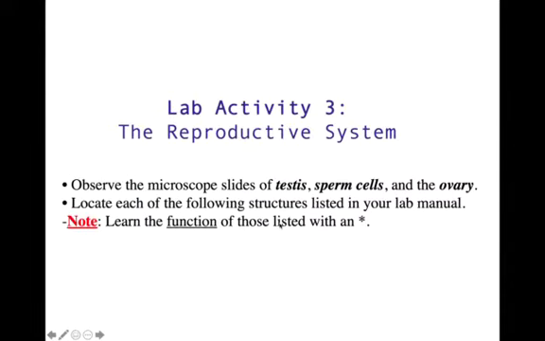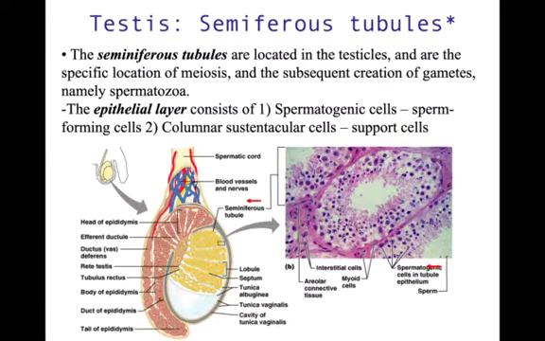Now observe the microscope slide of the testes, sperm cells, and ovary. Locate each of the following structures listed in your lab manual. Again, learn the functions of those listed with an asterisk.